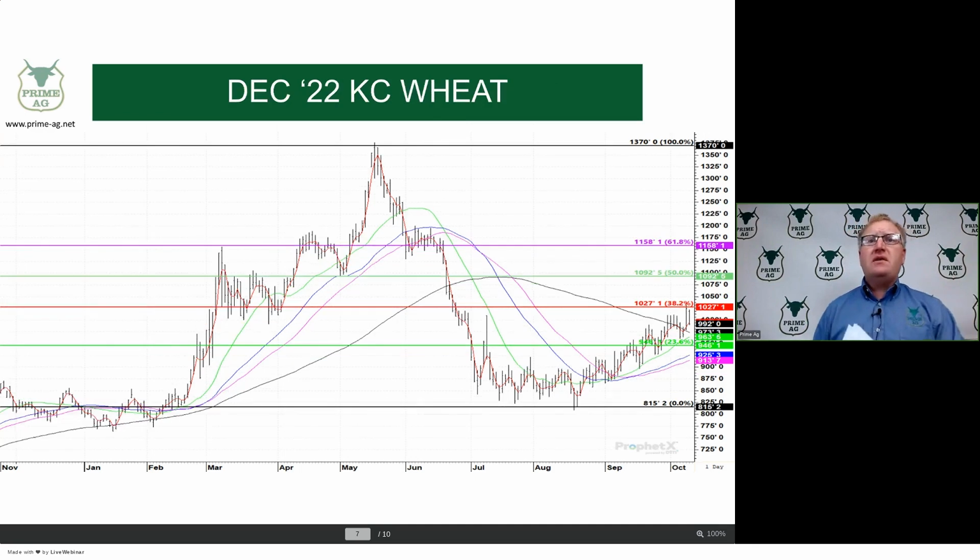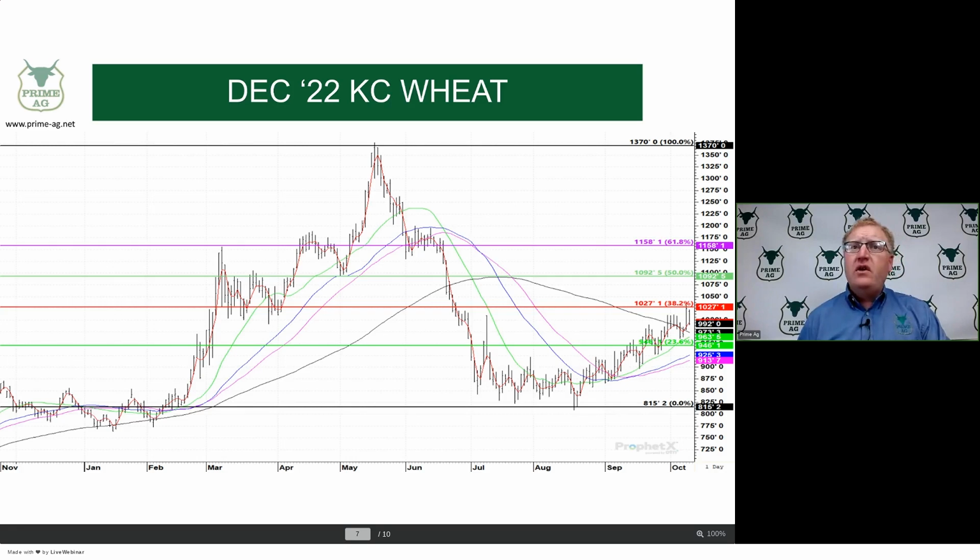Here's the same thing with December KC wheat. That again failed at this 38% retracement at 1027. We've talked about in the report that if we can get a sustained push, we could see $11 wheat. The 50% retracement level is up at 1092.